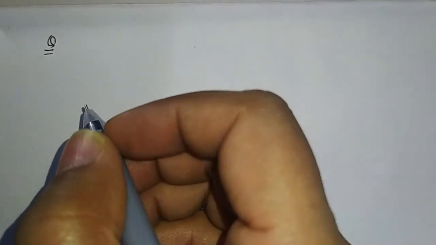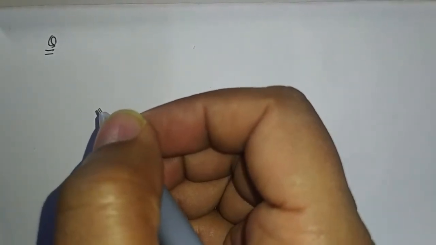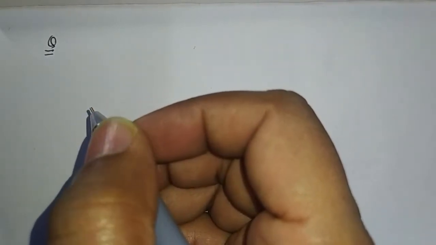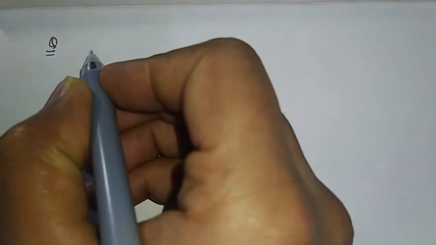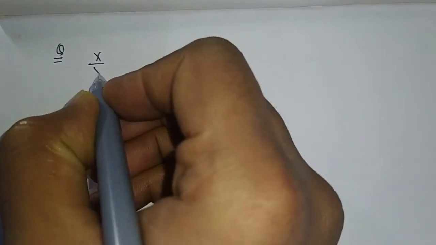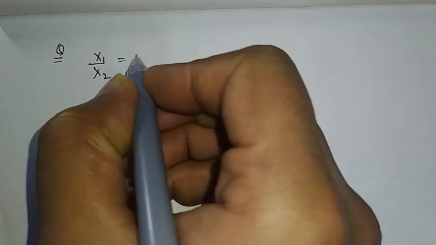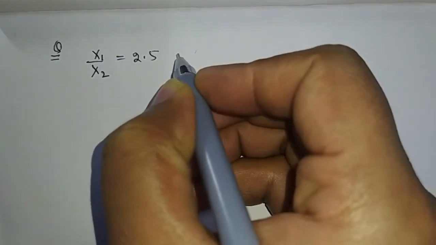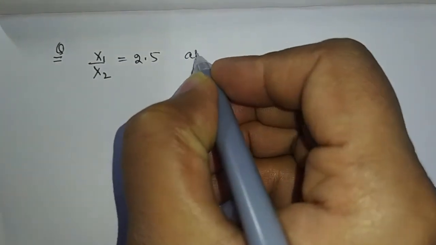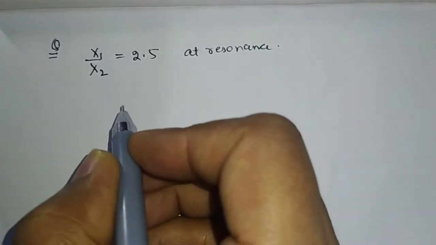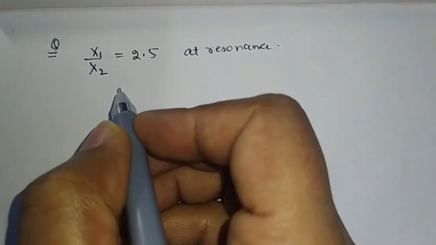Question number 15. A damped single degree of freedom system is vibrating under a harmonic excitation with amplitude ratio of 2.5 at resonance condition. We have to find the damping ratio for the system.